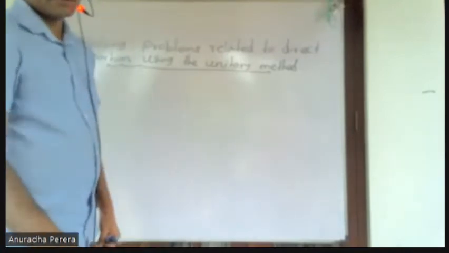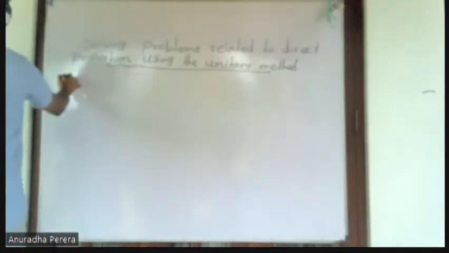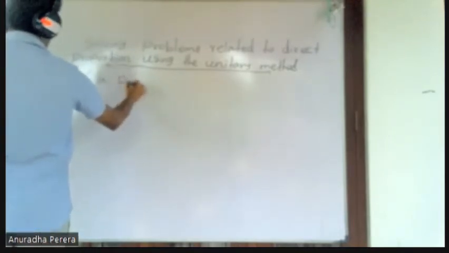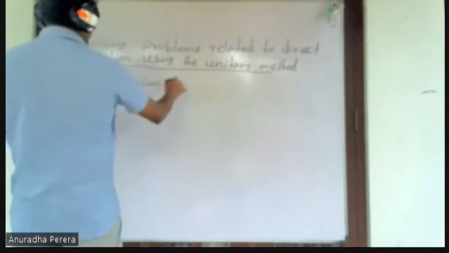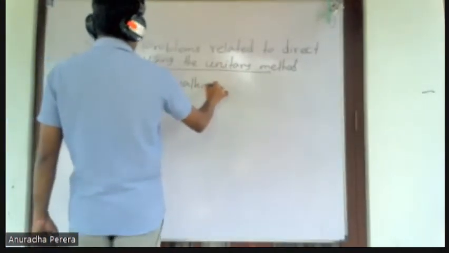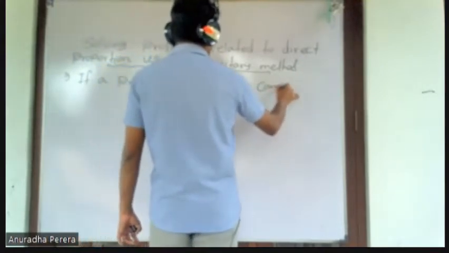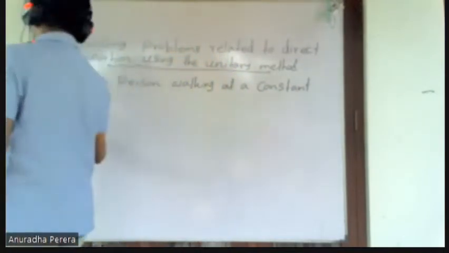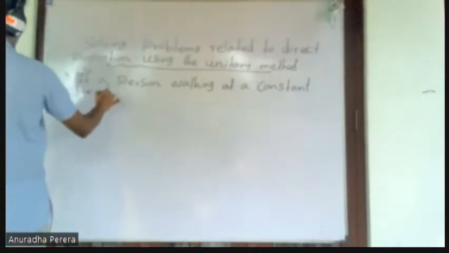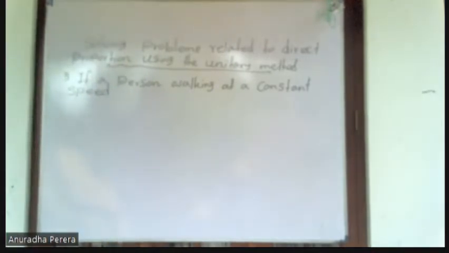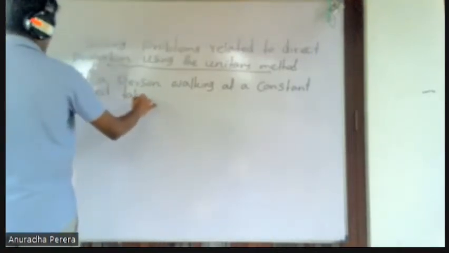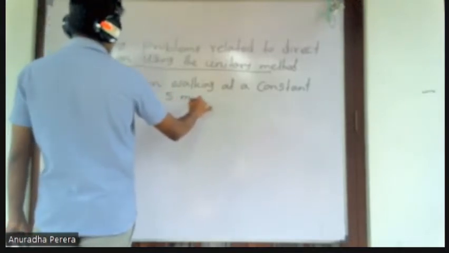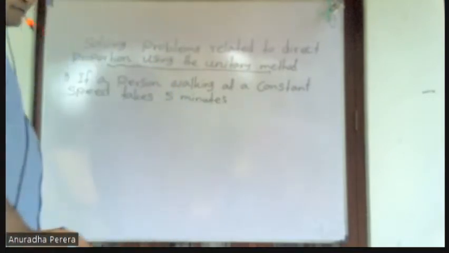Write down this question. If a person walking at a constant speed takes 5 minutes to walk 800 meters.